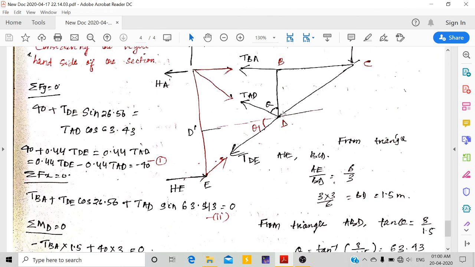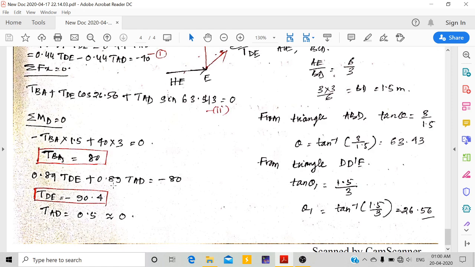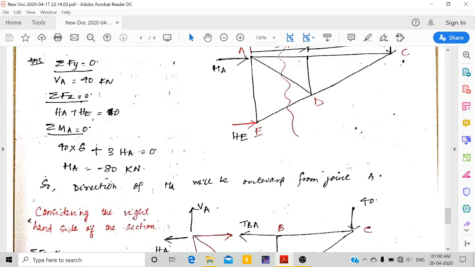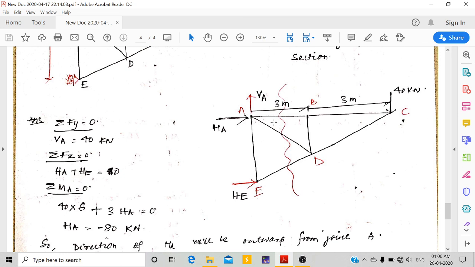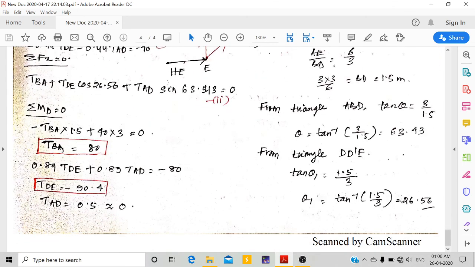Next, I have to take moment about D. If I take moment about D, this TAD and TDE will be cancelled. This TBA into this height, and 40 into this height. So I am getting the TBA value equal to 80. If I put this TBA value in the Fx equation and solve equations 1 and 2 simultaneously, we can get the result. But TAD we are getting 0. It means TAD here is a zero-force member. So this is how we solve the method of section. I hope you will like this video. Thank you for watching.